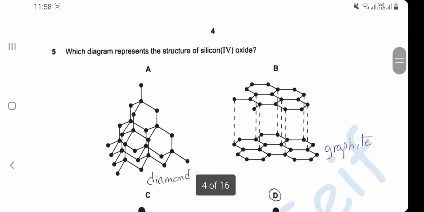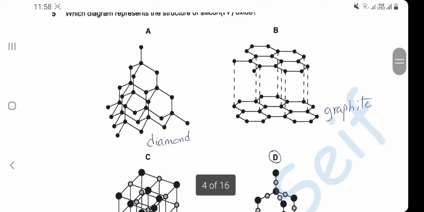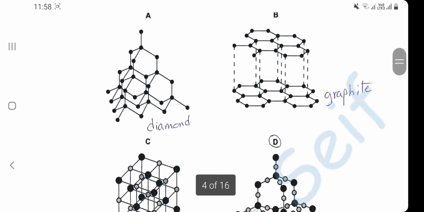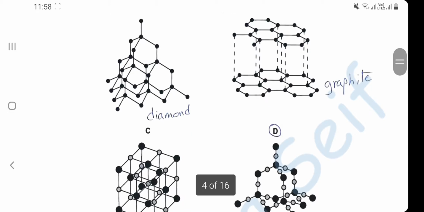Question 5. Which diagram represents the structure of silicon oxide? First one here is a diamond, because we have only one kind of atom, which is carbon, and the arrangement is tetrahedral. Second one, B, is graphite, because carbon hexagons are arranged in layers.